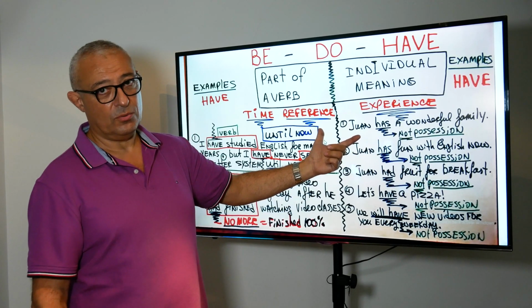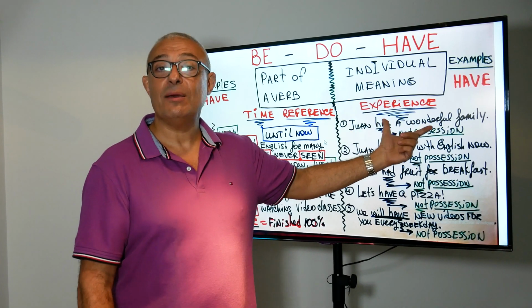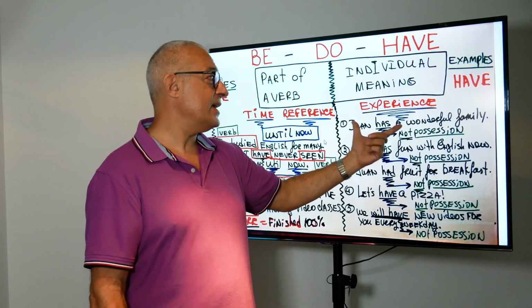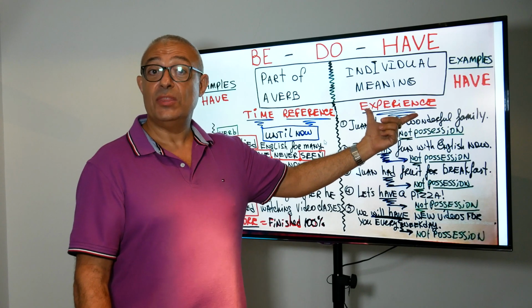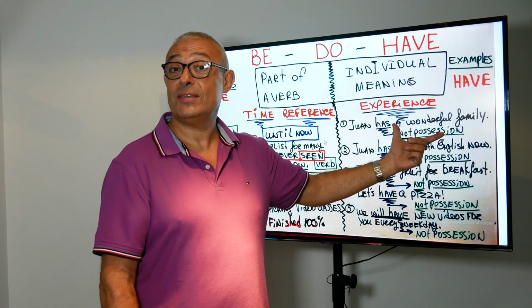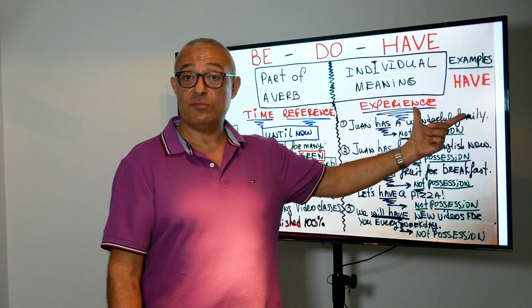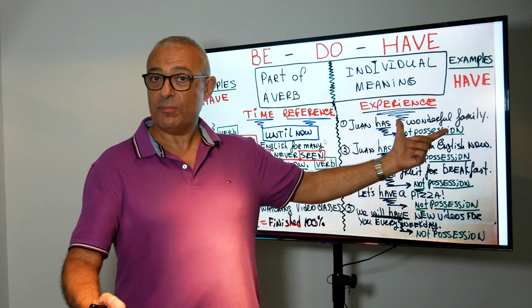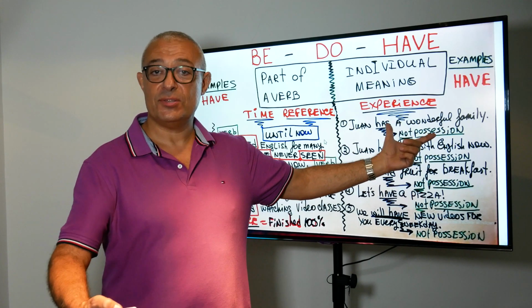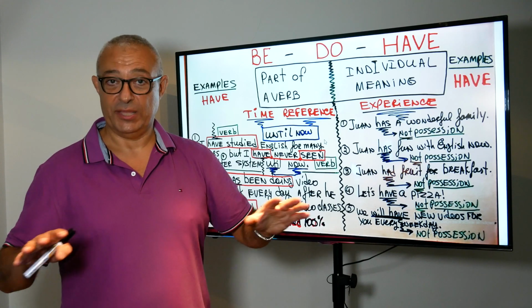Does that mean he does not have a possession? I don't think so. What Juan has when he has a wonderful family is an experience that other people who do not have a wonderful family don't have. So when we say Juan has a wonderful family, what we're talking about is Juan's experience that other people don't have.